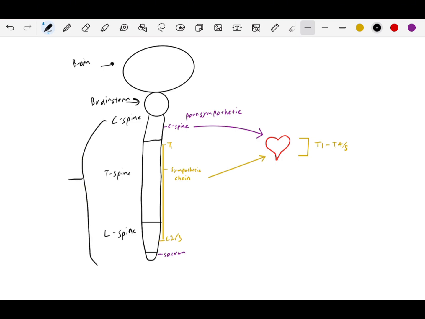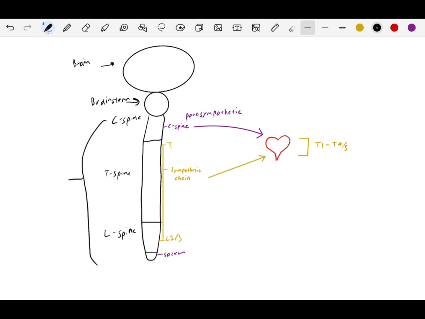C-spine, cervical spine, T-spine, thoracic spine, L-spine is the lumbar spine, and then the sacrum, so on and so forth. So this is how I think it was helpful for me to think about neurogenic shock and why it occurs. I'm not going to get into it super deep for the purpose of this lecture, but it's helpful to know that there are two types of autonomic innervation that we have in our bodies.